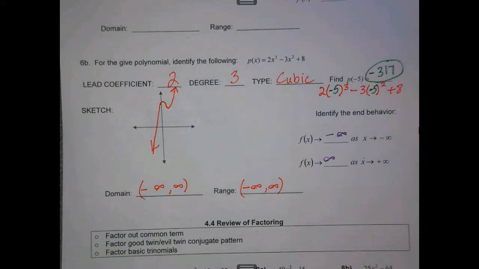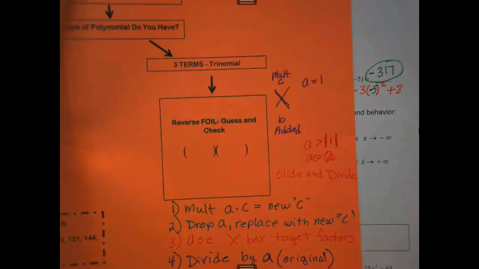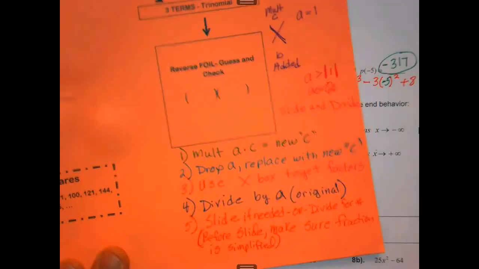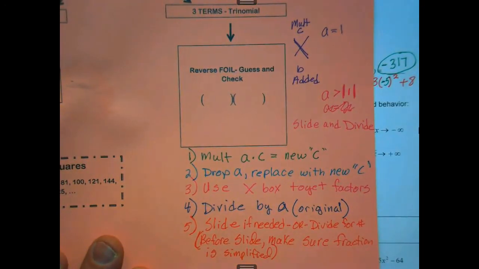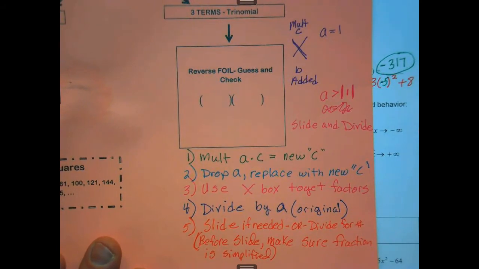What did I do with mine? Mine, I had written down the divide and divide process. You guys can do that too. I would highly suggest it. Divide and divide process, when my A does not equal 1, do you need one?